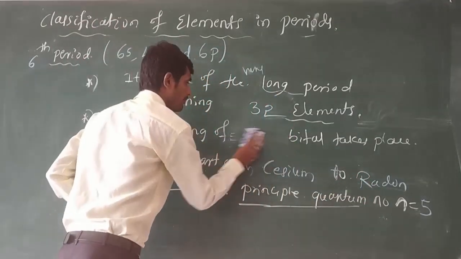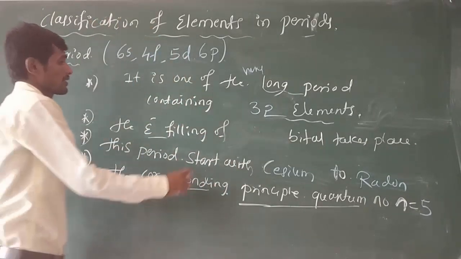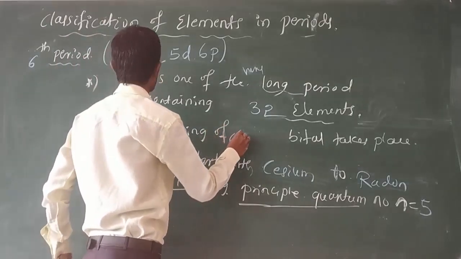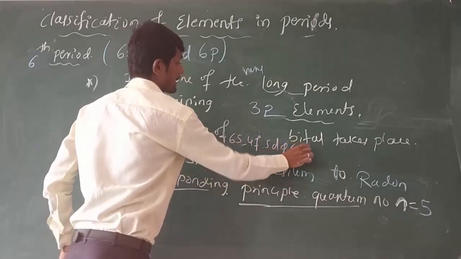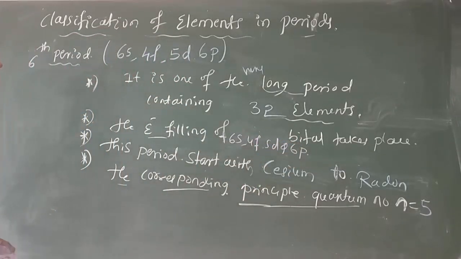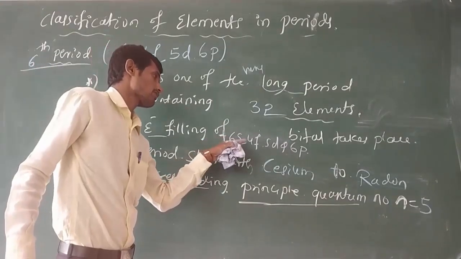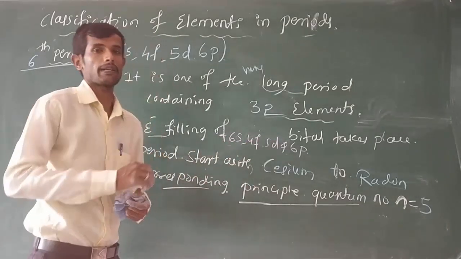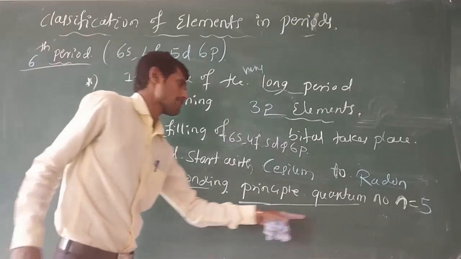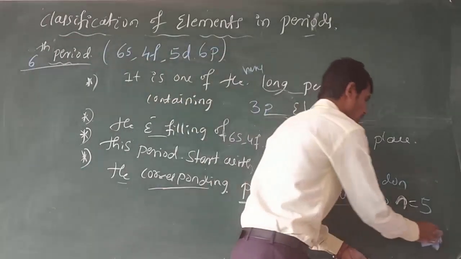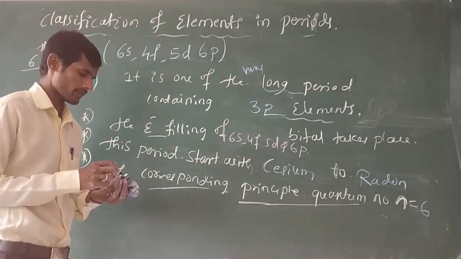And the electron filling of sixth period elements takes place with 6s, 4f, 5d and 6p orbitals. When you observe the electronic configuration of 6th period elements, you see 6s, 4f, 5d or 6p orbitals, and the corresponding principal quantum number is n equal to 6 here. N equal to 6. Okay.